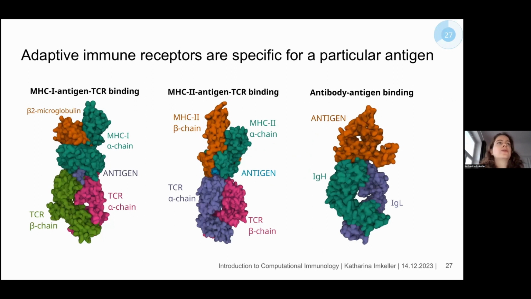Let's go back to this overview of the adaptive immune receptors, and I would like to focus now on the T cell receptor and the B cell receptor or antibody side. So these T cell receptors and antibodies are the molecules that can specifically recognize a particular antigen that is either presented on MHC molecules or that is present as a globular antigen.